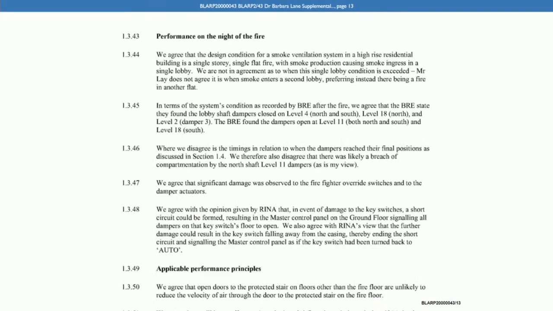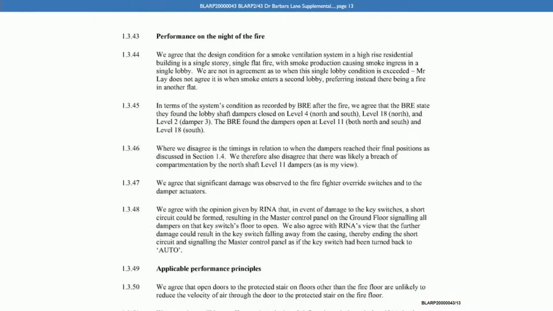And she says, we agree that the design condition for a smoke ventilation system in a high-rise residential building is a single-storey, single-flat fire with smoke production causing smoke ingress in a single lobby. We are not in agreement as to when this single lobby condition is exceeded. Mr. Lay does not agree it is when smoke enters a second lobby, preferring instead there being a fire in another flat. So is it fair to say that you determine the end of that period to be when the fire hit level 5, and we have fires in flats at level 5, but Dr. Lane has determined that the end of that period is instead when there is actually smoke in a second lobby, say at lobby number 5.